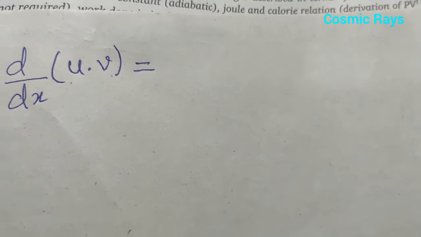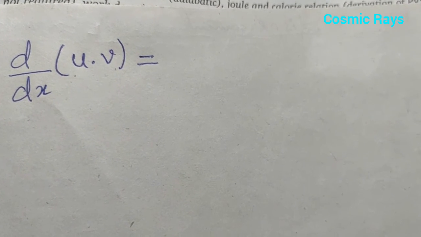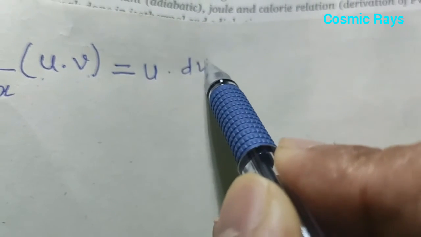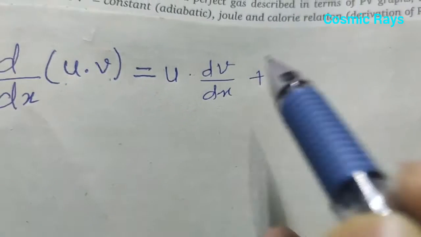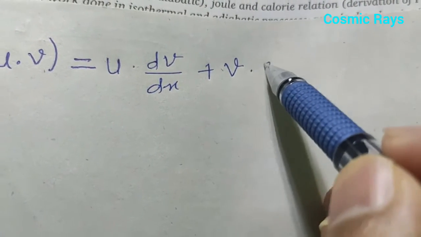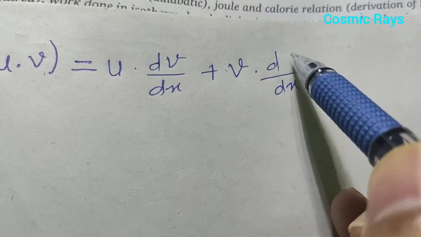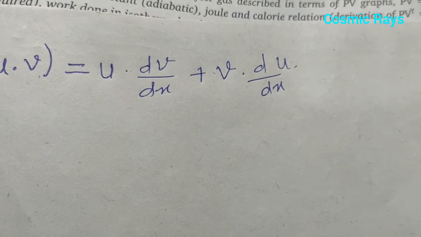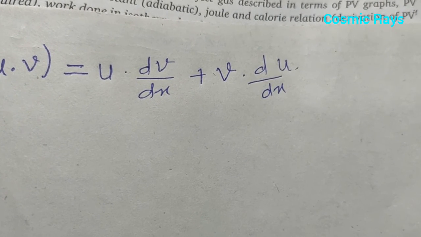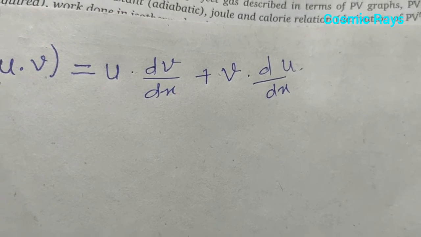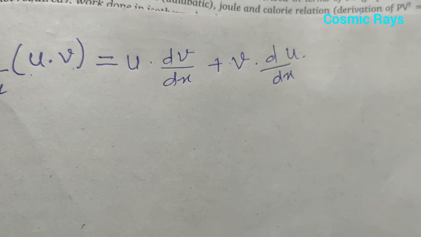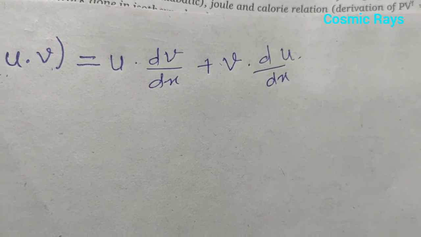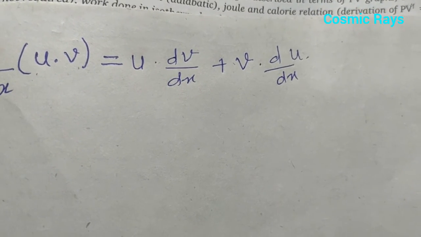So the formula says: first we write the first function, that is u, multiplied by the differentiation of the second function, plus the second function multiplied by the differentiation of the first function. So it becomes d/dx of u dot v is equal to u dv/dx plus v du/dx. The same formula will be applied for the equation PV equal to constant, but in this case we will be doing partial differentiation.